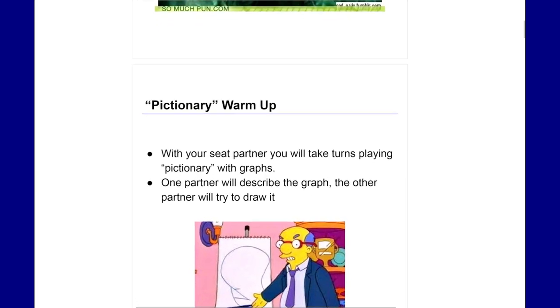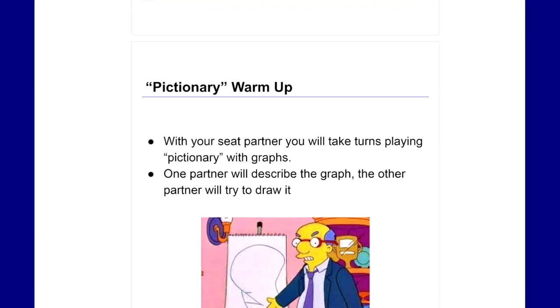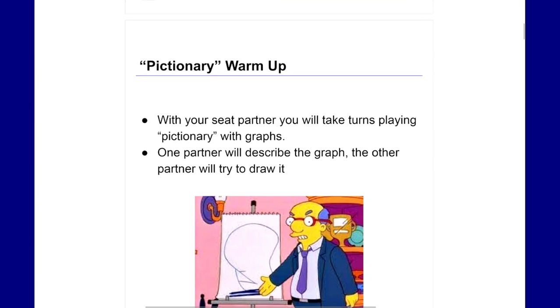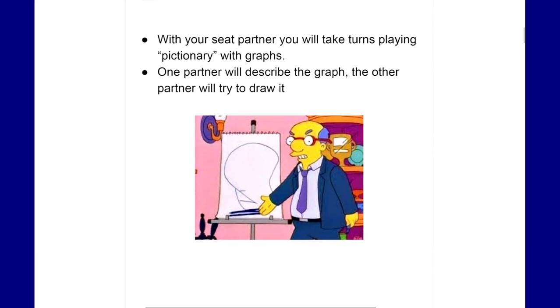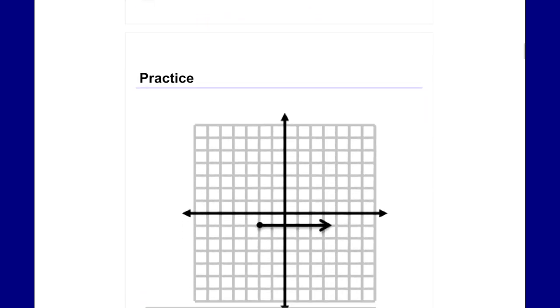So if you want, in class, we're going to do a little bit of a warm-up. You can try this at home if you want, but essentially it's going to be kind of a reverse style of Pictionary. One partner is going to be given a picture and they have to describe it to their partner and have their partner try and draw it exactly. So you can take a look at some of these examples.